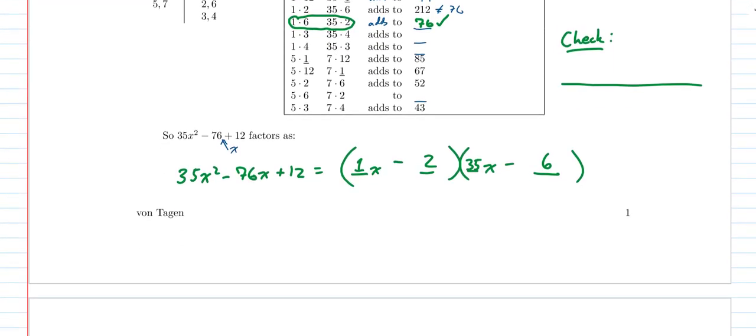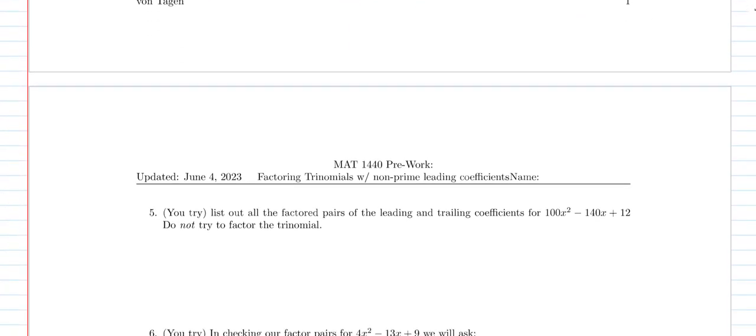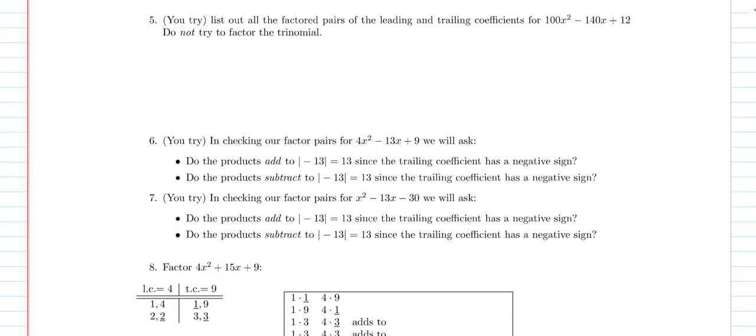I'm going to go ahead and leave you to work a couple of problems here. Okay. What I'd like you to do in number 25 is I ask you to write out all the factored pairs of the leading and trailing coefficients for this expression here. Please do not try to factor this trinomial. It would take you a long time to do so. It's much too factor rich for us to want to try.